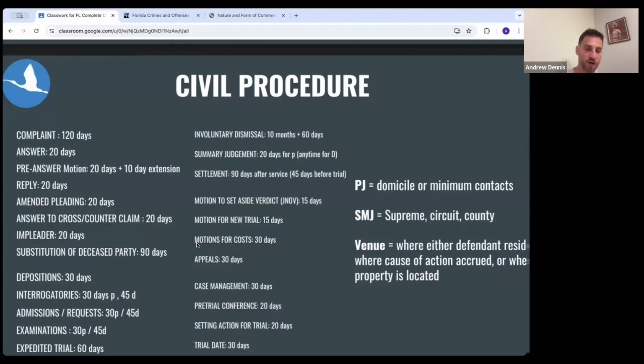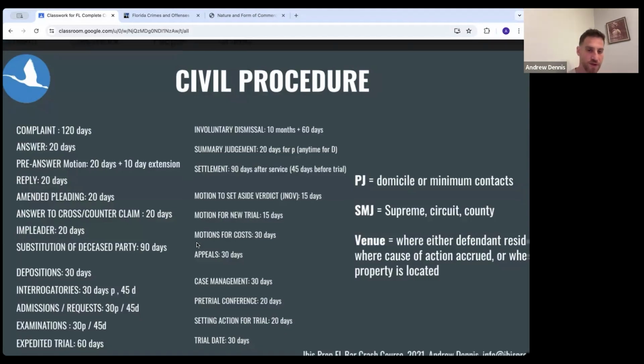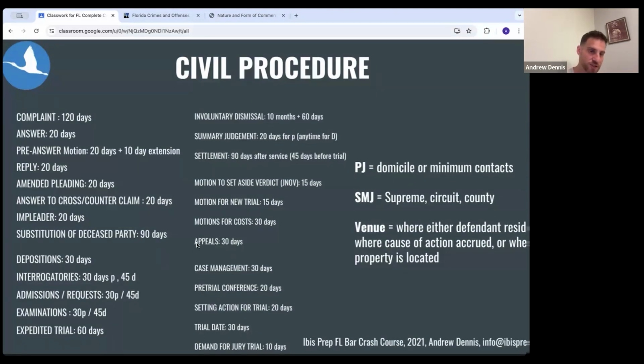Substitution of a deceased party is 90 days from notation of their death. You can substitute them for another party. Depositions have 30 days. Interrogatories, 30 for the plaintiff and 45 for the defendant. Same with admissions and requests and examinations. And then a speedy trial in civil would be 60 days for an expedited trial.